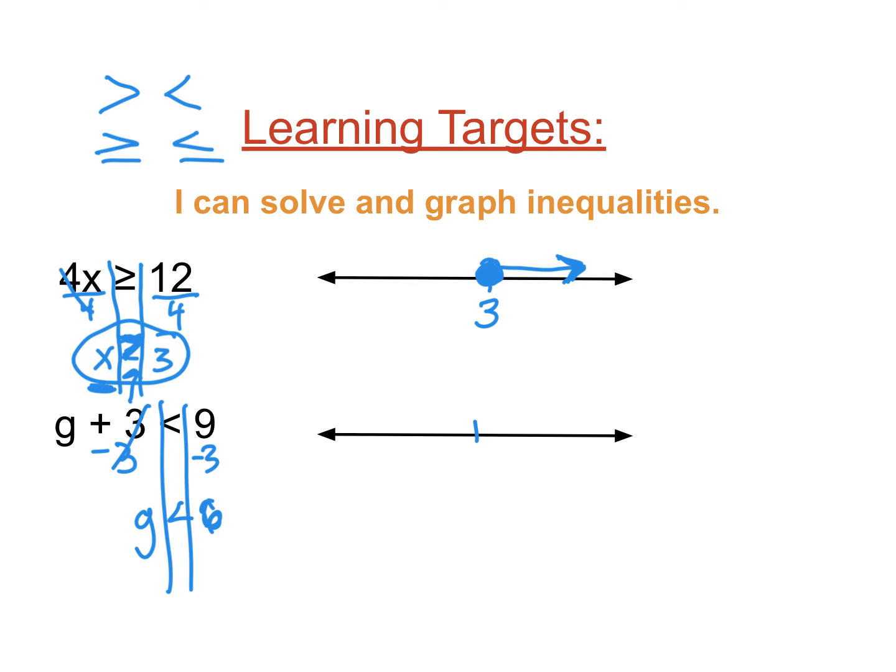So I'm going to graph 6. I'm going to have a circle, and that circle is going to stay open. It's open because it cannot equal 6. It is G is less than 6, so it is showing this direction, everything that's less than 6. It could be 5.999999999, but it cannot be 6. And that's why I put my circle on the 6, but I open it to show that it is not equal to 6.